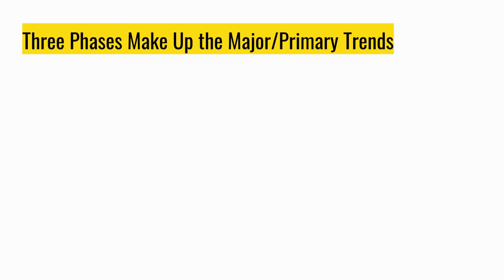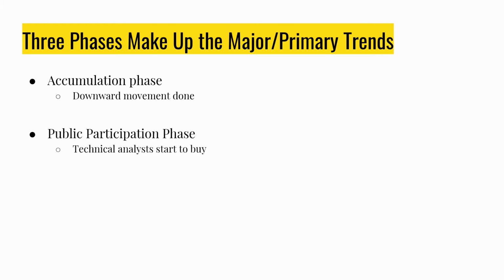Let's move on to the fifth tenet. So the fifth tenet states that major trends are made up of three phases. The first phase is called the accumulation phase, and this is when the smartest investors discover that a stock is done moving downward, as the majority of bad news has been priced in. The second phase is called the public participation phase, and this is when technical analysts start to buy as their signals and indicators are triggered after the smartest investors push the stock upwards.